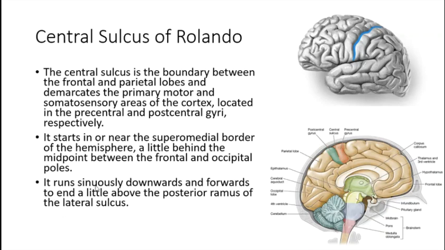It runs sinuously downwards, यानी कि sinusoidal course लेते हुए forwards, downwards and forwards to end a little above the posterior ramus of the lateral sulcus. Posterior ramus of the lateral sulcus से घबराना नहीं है इसे सुन के, it is just the lateral sulcus. जिसे हम normally lateral sulcus कहे जा रहे हैं, it is the posterior ramus of the lateral sulcus. So this will be the central sulcus.